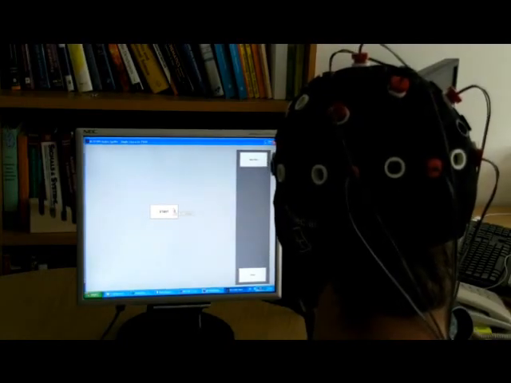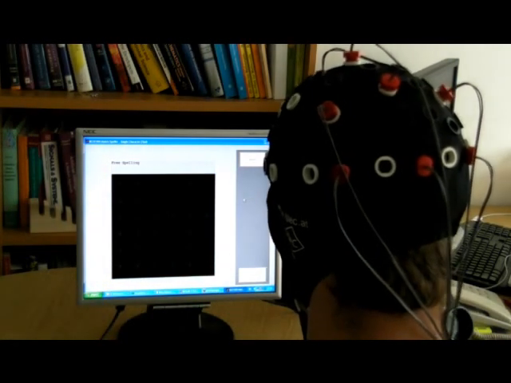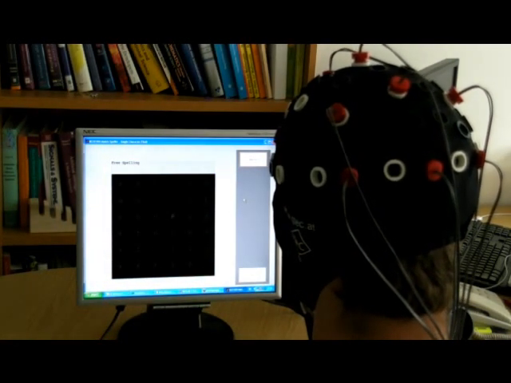Normally, this BCI is used in a simple spelling task. Similarly, the user counts every time the character they are looking at flashes. Here, the user spells the word cat.